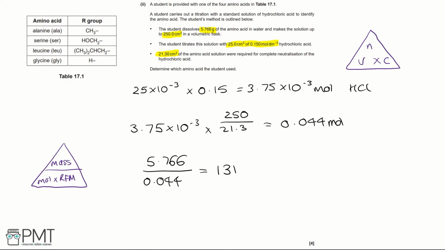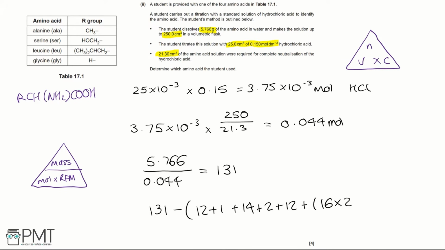Using the general formula of an amino acid as RCHNH2COOH, which we get from part 1, we can then work out the R group using the relative formula mass. So we first need to do 131 minus 12 plus 1 plus 14 plus 2 plus 12 plus 16 times 2 plus 1. This is the relative formula mass of CHNH2COOH. That gives us 57.